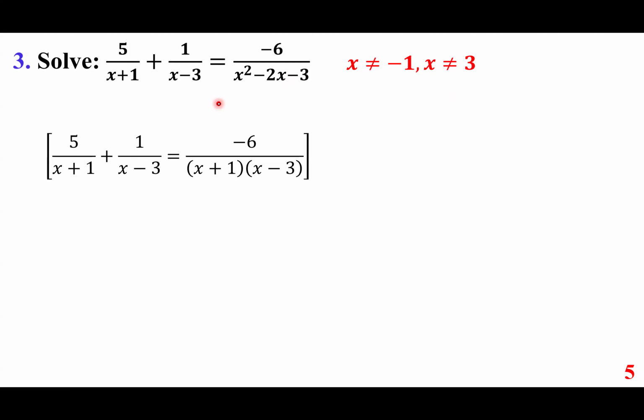So we are going to multiply by x plus 1, x minus 3. So if you multiply this one, just pay attention to this one. If you multiply this one, I hope you see that x plus 1 cancels out. You get 5 times x minus 3.